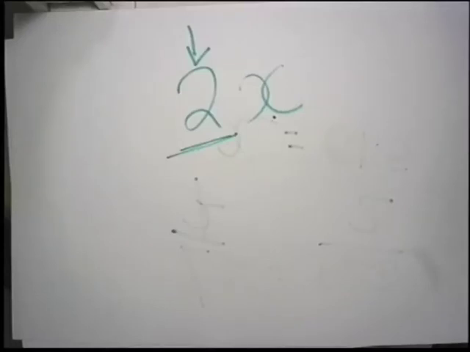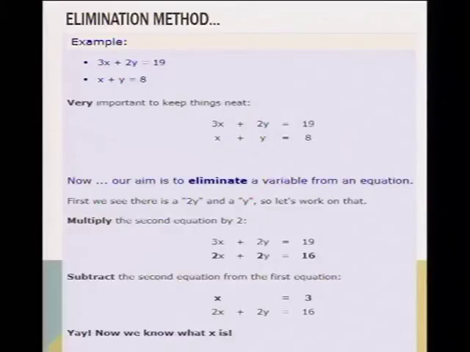We have 3x plus 2y is equal to 19, x plus y is equal to 8. Now you decide which one you want to eliminate. Let's say we want to eliminate y. In the first equation it is 2y, but in the second equation it is only y. You cannot eliminate because those two are not equal. But if you make them equal, 2y, then you can eliminate. So what we need to do is multiply the second equation by 2. Then you will have 2x plus 2y is equal to 16.